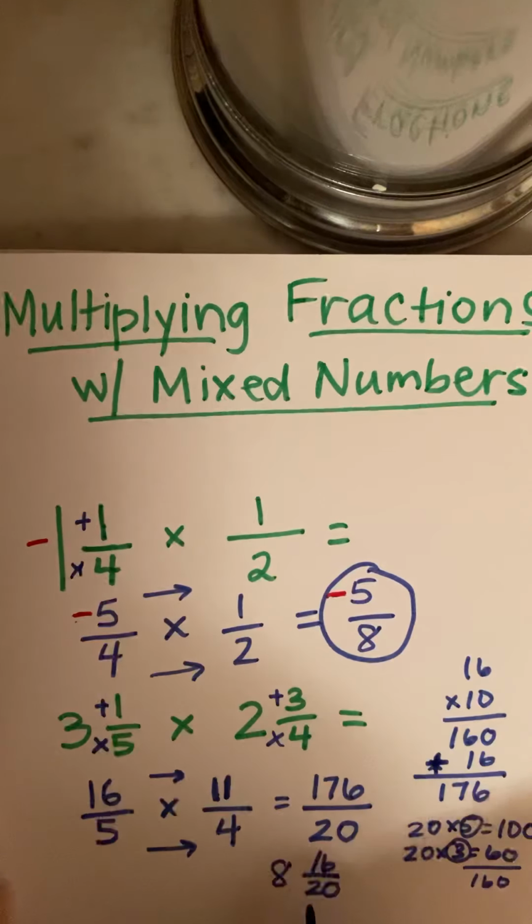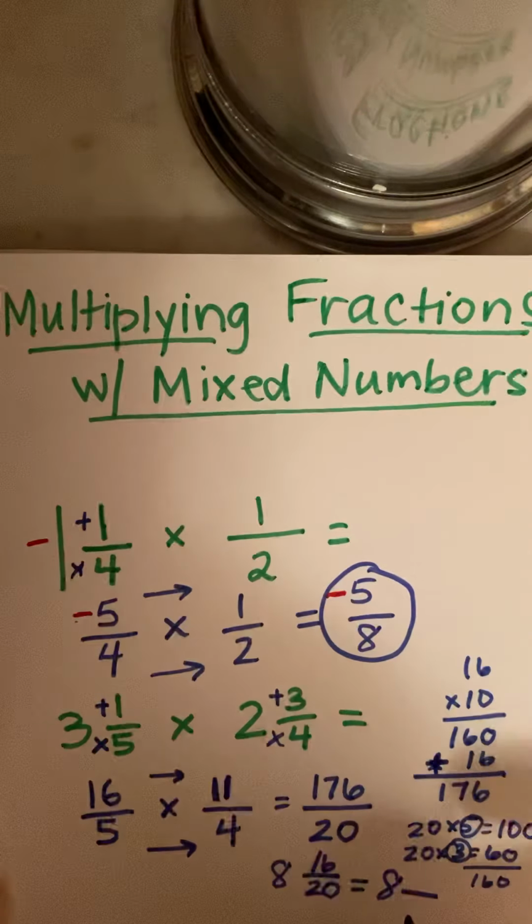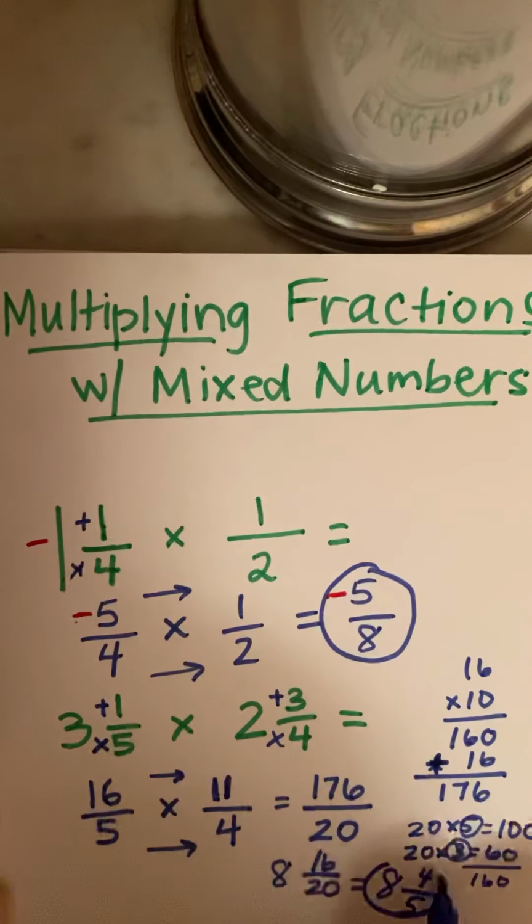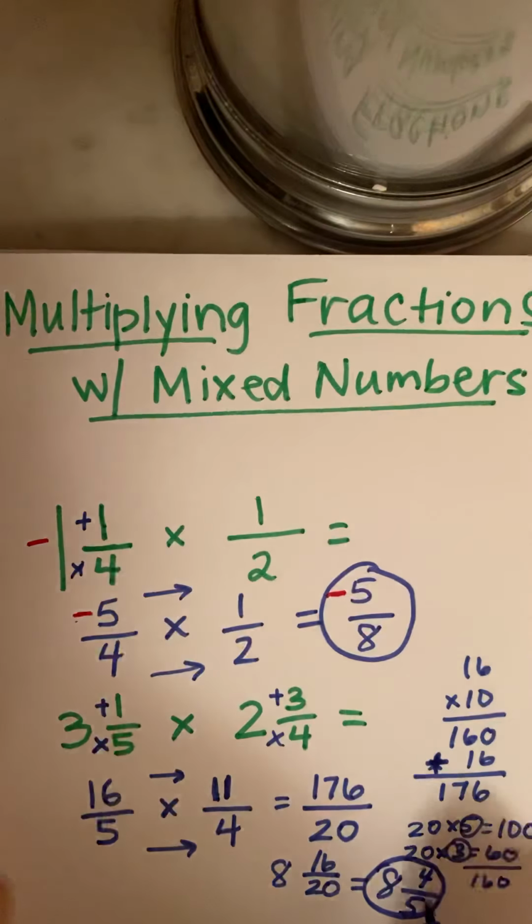So 8 and 16/20. I can simplify that by dividing by 4. Divide by 4. So that would give me 4/5. That would be 8 and 4/5. Look, it's almost 9, right? So it turns out that it is a reasonable answer.